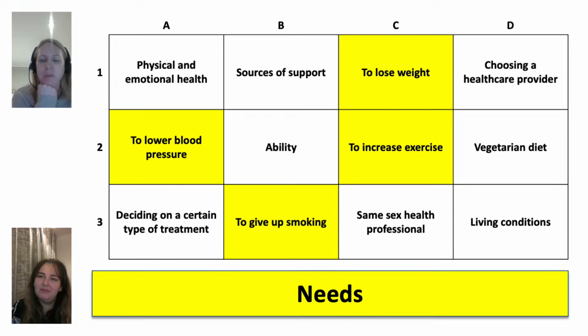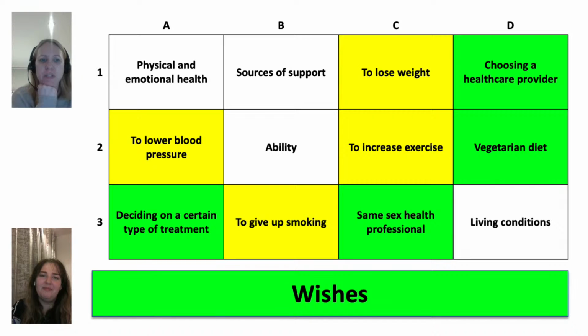So shall we reveal our wishes? We've got things that people might prefer to do. So deciding on a certain type of treatment. That's very much people making a choice there. You might prefer or wish to have a same-sex health professional, maybe because of cultural reasons. You might choose a particular healthcare provider. You might wish to have your operation carried out at a certain place, for example. And you might wish for a vegetarian diet because of dietary needs.